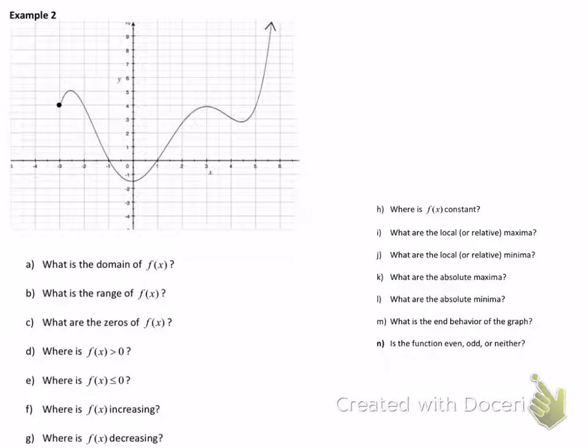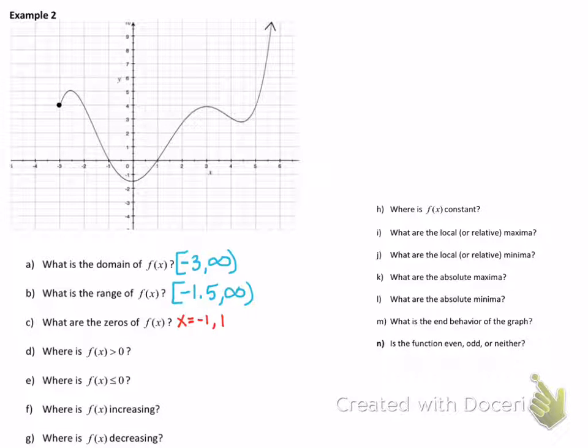Okay, example 2, the domain of this function. Well, this domain has an endpoint on the left. So we have a domain of -3 with a bracket because it's included, all the way towards infinity, and a range where the lowest point is -1.5 to infinity. So the zeros of this function are at x equals -1 and 1.